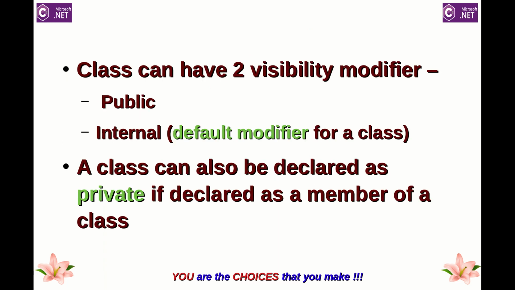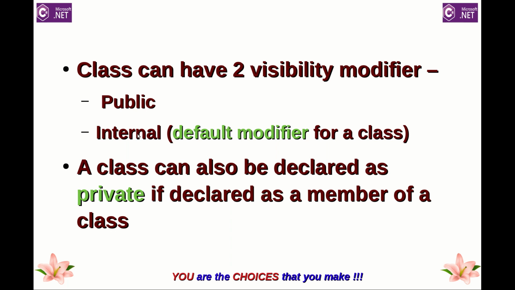When you take classes, you can have two visibility modifiers. These are the two important visibility modifiers which are commonly used. One is public, the other one is internal. And observe here, internal is the default modifier for the class. You can have public or you can have internal. When I say default, if there is no access modifier specified, then the system considers the class as an internal class. If you want to make it public, you have to give the keyword public while declaring a class.